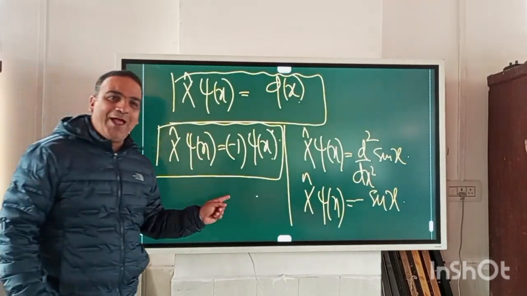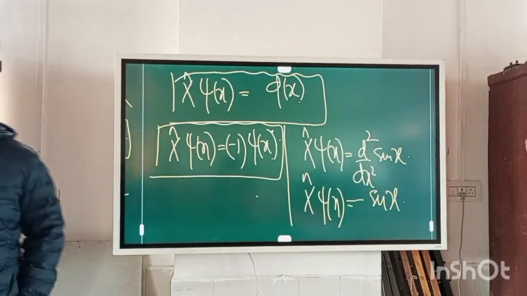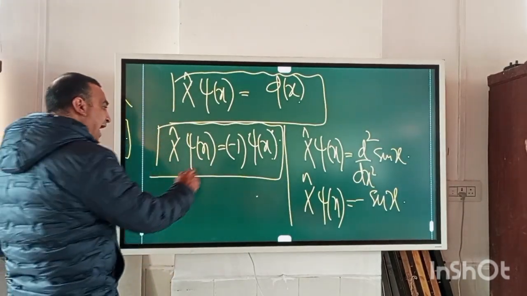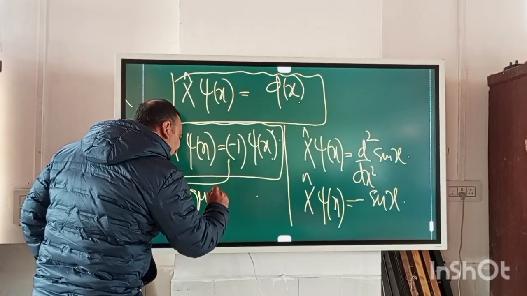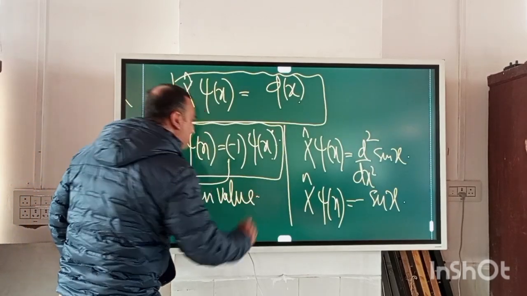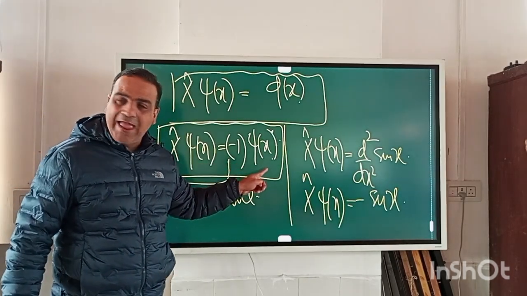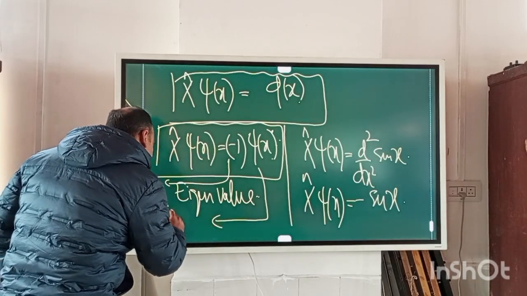Now what is this minus 1? It's a real number. And this real number is called the eigenvalue. And the wave function that you have is called the eigenfunction.